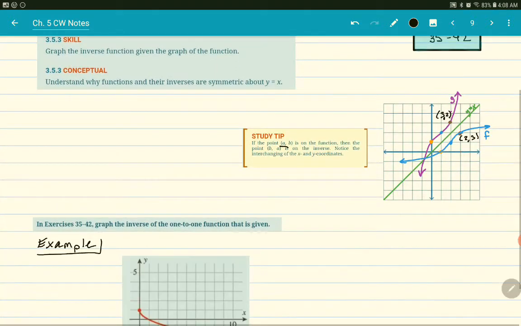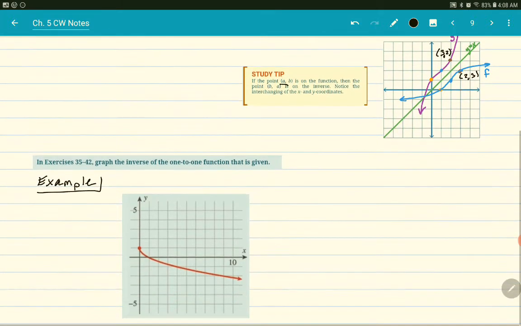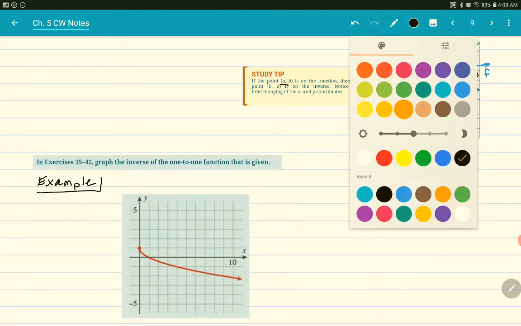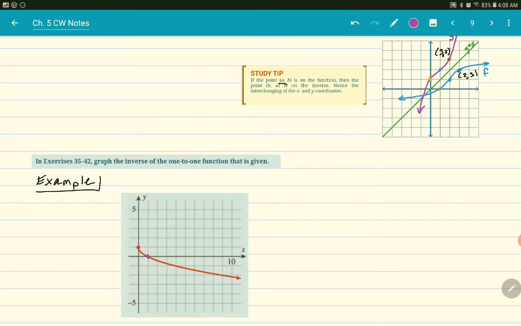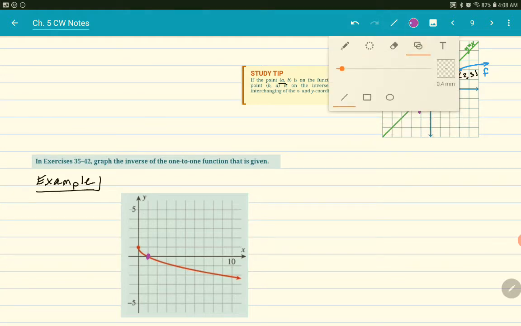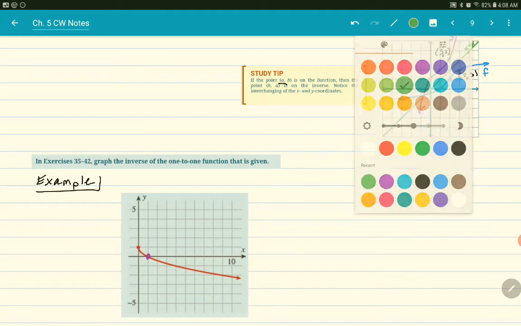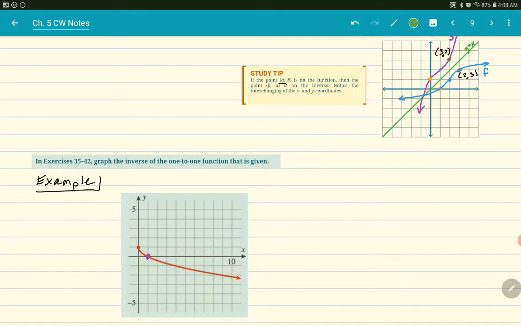So let's look at an example similar to our 35 to 42 section. And we're going to graph the inverse of this function. So I'm going to find a couple points on this graph. Let's see. So there's a good one right here. Oh, what I want to do first, though, is draw that y equals x line. So that's the line that goes through the origin and then up 1 over 1, up 1 over 1, up 1 over 1. So it's over that line.